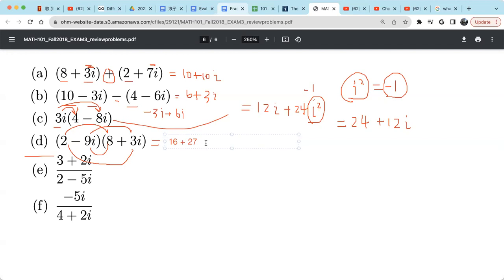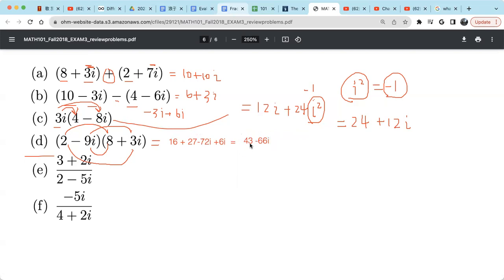So we're doing the second step. Now we multiply the other terms. -9i times 8, so that's minus 72i. Then 2 times 3i, that's a 6i. Let's do one more step. So 16 plus 27, we get 43, the real part. And for the imaginary part, we have -72 plus 6, which means 72 minus 6 with a negative sign. 72 minus 6 is 66. So minus 66i.